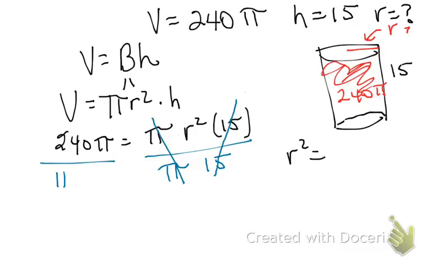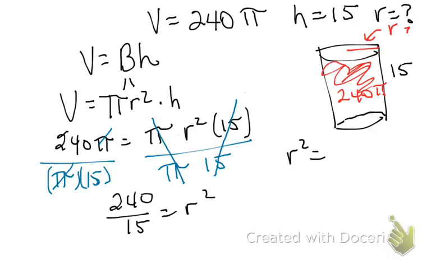Now don't forget, I'm doing the same thing over here. If you look, my pi's actually cancel out on the other side as well. So this is what we end up having. And we have 240 divided by 15 equals r squared. Notice that's r squared. So take your calculator or paper and pencil and divide the two, and you're going to find out that it's 16.